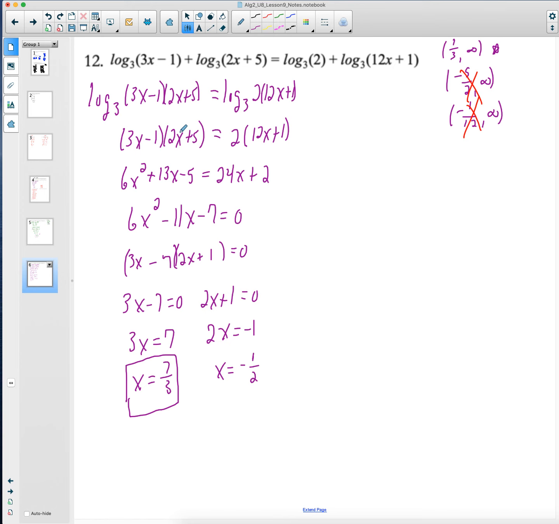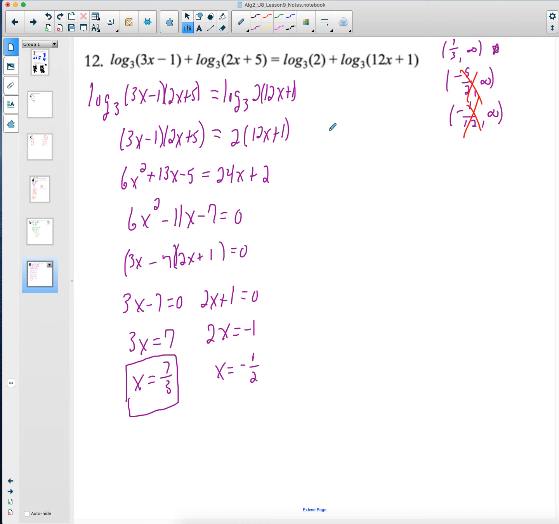12x plus 1. Now, when I distribute on the left side, I get 6x squared plus 13x minus 5 equals 24x plus 2. If I subtract 24x from both sides, I get negative 11x. If I subtract 2 from both sides, I get negative 7 is equal to 0. Now, once again, you get to a quadratic situation. You can either factor or use the quadratic formula. I chose to factor here. And once again, I didn't show the area model, but you get 3x minus 7 times 2x plus 1, which gives us one solution of 7/3 and a second solution of negative 1/2.